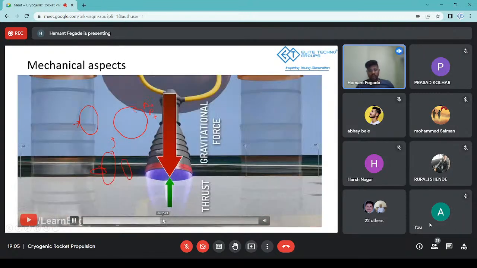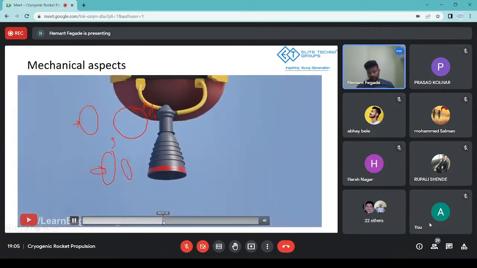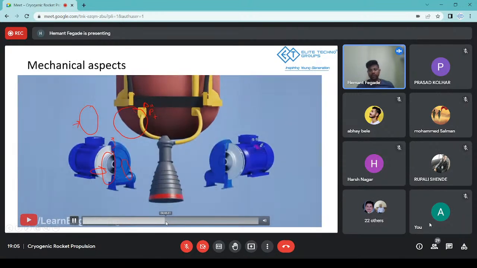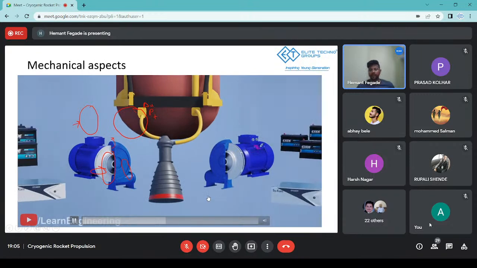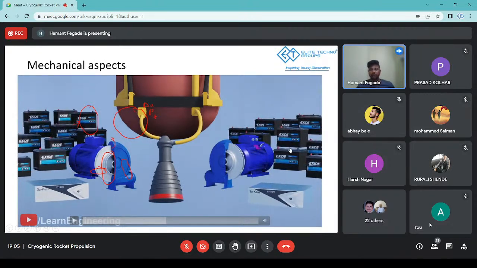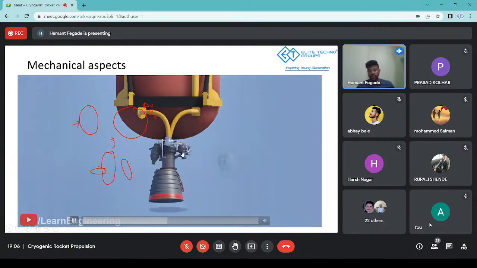If you burn this directly, the biggest issue is it won't be able to generate enough thrust, because it won't burn properly in this liquid state, right? This is just one factor, but there are other factors also, due to which you need an auxiliary system. What sort of auxiliary system are we talking about? A pump, right? But again, with the pump, you have a problem with electricity. So you use just an impeller.